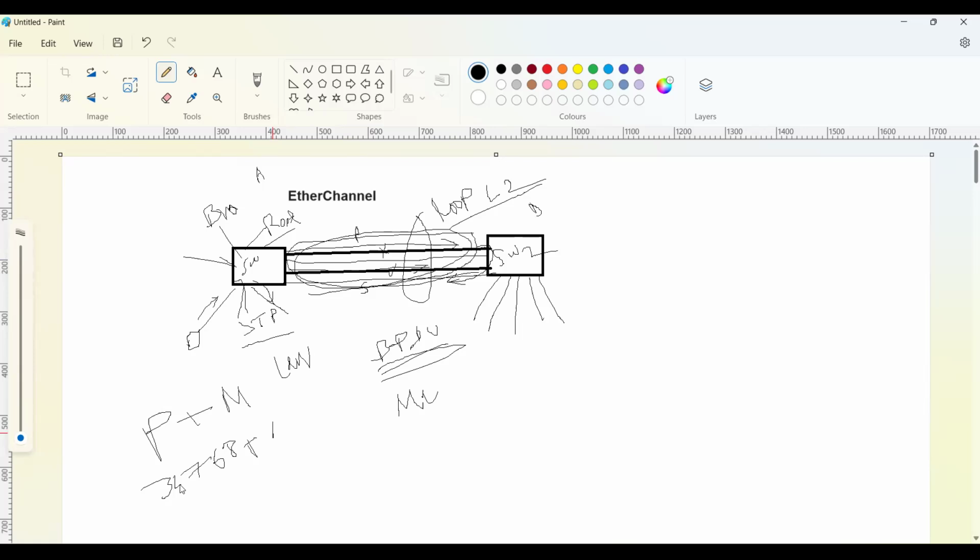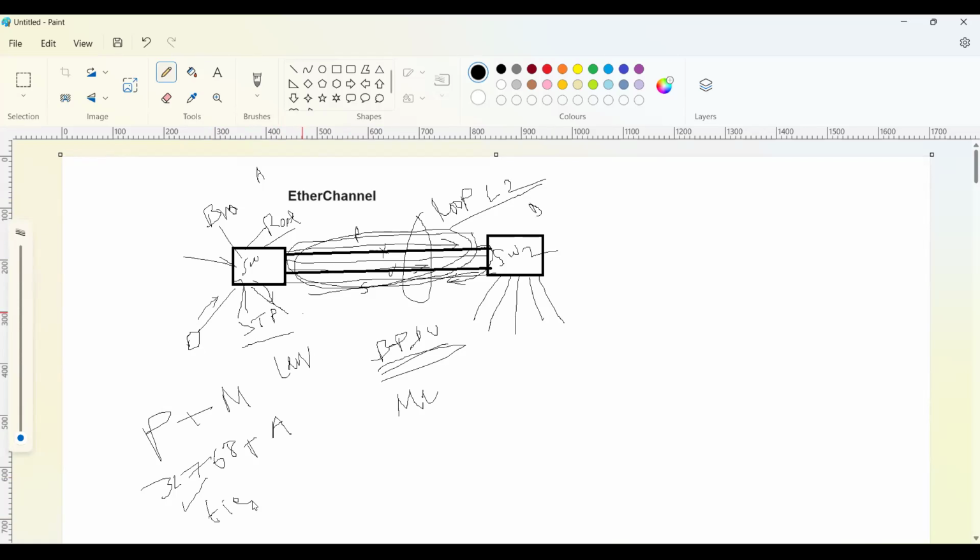Whichever has the lower priority will be the root bridge first. If the priority is a tie, then it will select based on the MAC address. Whichever has the lowest MAC address compared to the other switches will be elected as the root bridge. And only the root bridge generates the superior BPDUs.